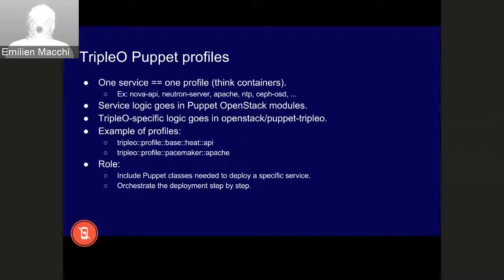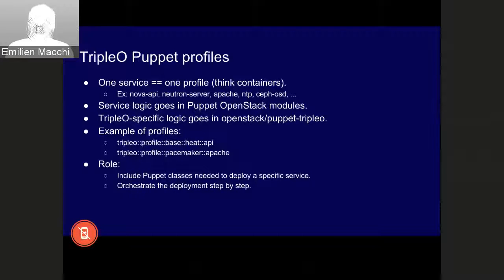So we created the TripleO Puppet profiles. So what are the profiles? You have to think about containers where you want one service per container. In the TripleO profile, it's mostly the same. One service is one profile. So for example, you would have a profile for Nova API, one profile for Apache, one profile for NTP, and so on. The service logic goes in the Puppet OpenStack modules. That means that if you want to deploy Nova API, all the configuration bits go in the Puppet Nova module, but the TripleO specific logic goes in Puppet TripleO. We will just look at the code after this slide.